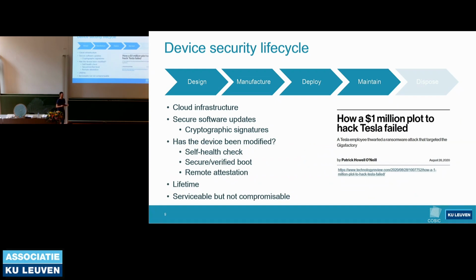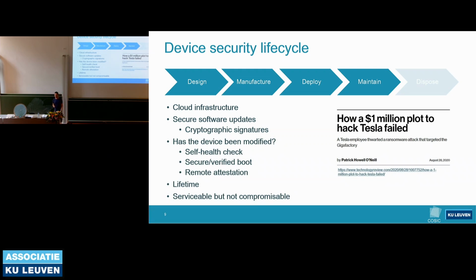Now, once all of these devices are deployed, we have to maintain them. They're going to be out there for a long time. The cloud infrastructure has to be maintained and updated. There have to be secure software updates for the device. A few days ago, there was a bug rediscovered in OpenSSH. You can imagine a lot of embedded devices are affected by this bug and, of course, have to be updated.